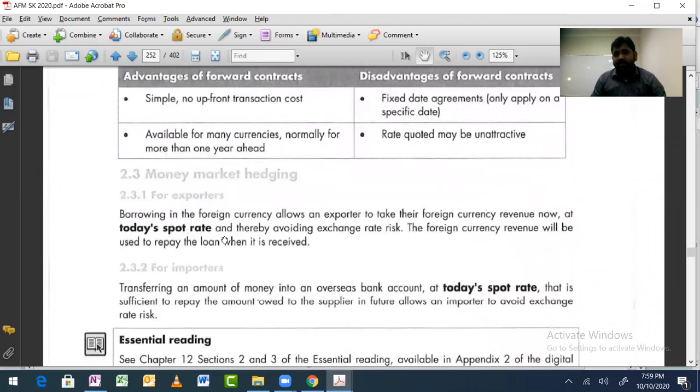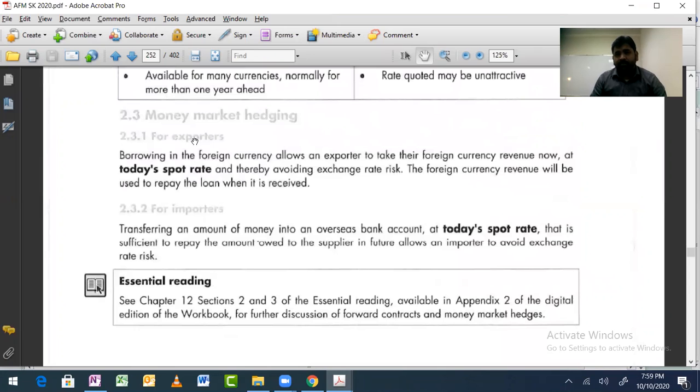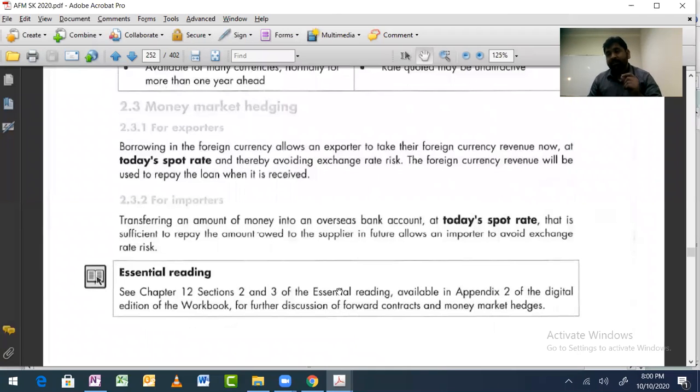Now, money market hedge for exporter, and for importer, they have just written these things and that is it. No maths here. In the workbook, they haven't given anything. In the revision kit, you will get a few questions where you will have to do it. The problem is that in the revision kit, they won't give you one specific question for money market. They'll give you a full question where money market will be one of the options. So that's why I don't have any question directly which I can give you for money market.